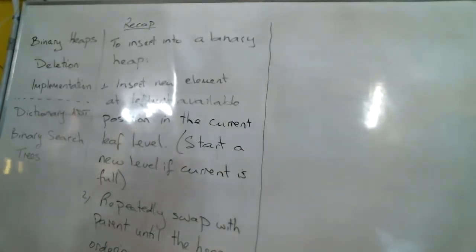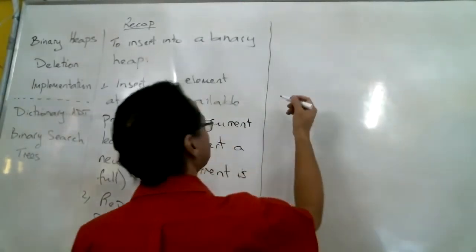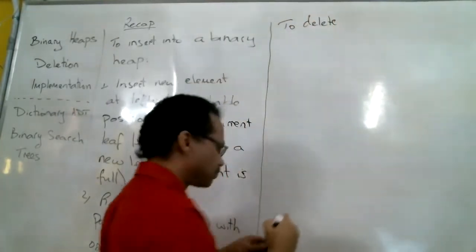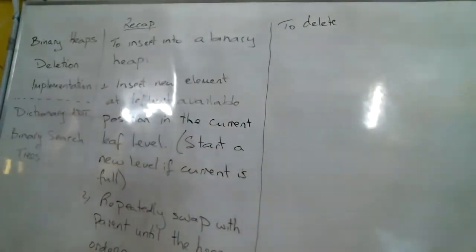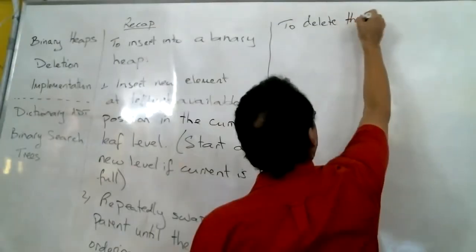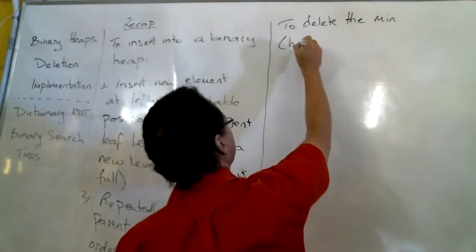So to delete, and bear in mind, you're not allowed to delete any element. We're only talking about deleting the smallest element because, remember, it's an implementation of a priority queue. When you remove an element from the priority queue, the only one you're really talking about removing is the highest priority element. So it's not an arbitrary element you're trying to delete. It is a very specific one. So we're talking about deleting the min. And of course, that is really the highest priority element.